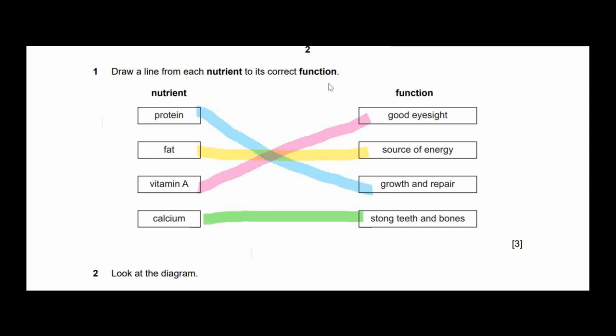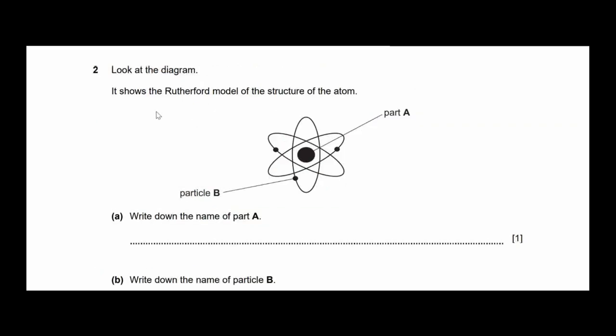Now let's move on to the second question. Question 2: look at the diagram. It shows the Rutherford model of the structure of the atom, with particle A and particle B. Write down the name of part A.